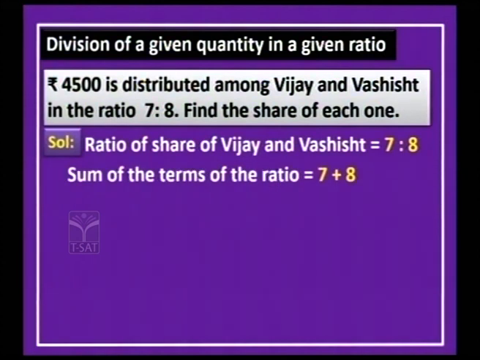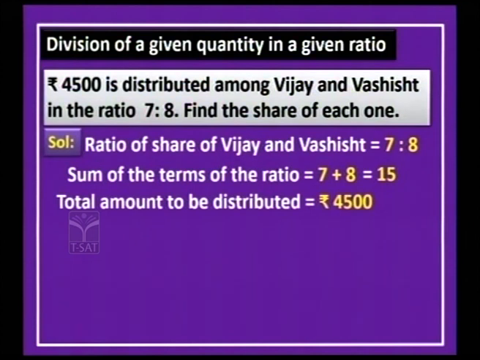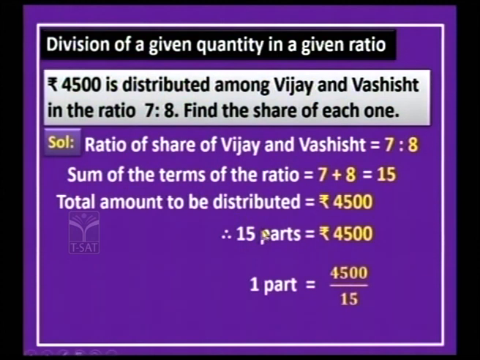Let us find the sum of the terms of the ratio, that is 7 plus 8, which gives 15. The total amount to be distributed is 4,500. That means we have to make this 4,500 into 15 parts, because the ratio is 7 plus 8, which is equal to 15. Now what will be one part, children? Yes, one part will be 4,500 divided by 15.